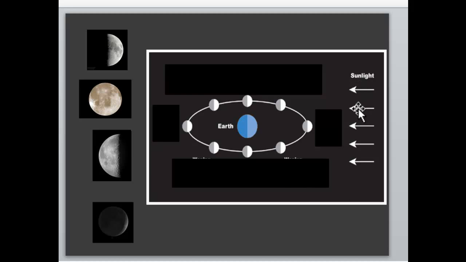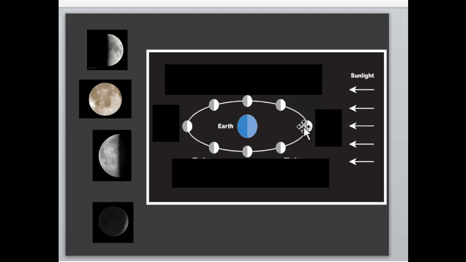On the right you see arrows representing sunlight, so the sun is off to the right in the diagram, and the earth, being a sphere, has half of it lit up because of the sun. And here's the orbit of the moon. And the moon is of course a sphere again, and just like the earth, half of it will be in light and the other half will be in shadow.